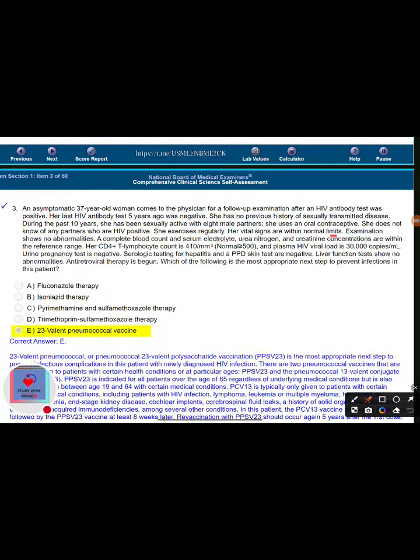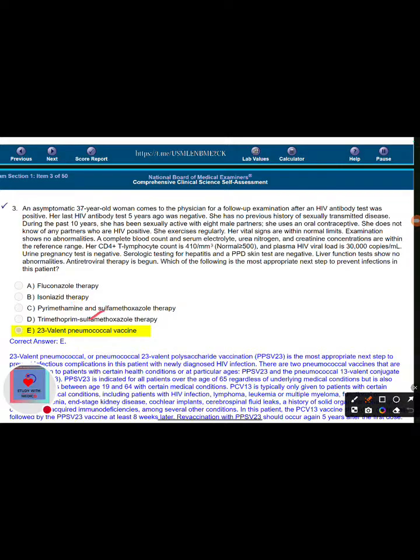She exercises regularly. Her vital signs are within normal limits. Examination shows no abnormalities. Complete blood count, serum electrolyte, urea nitrogen, and creatinine concentrations are within the reference range. Her CD4 plus T lymphocyte count is 410 per mm3, normally should be more than or equal to 500. And plasma HIV viral load is 30,000 copies per mL. Urine pregnancy test is negative. Serological testing for hepatitis and a PPD skin test are negative. Liver function test showed no abnormalities. Antiretroviral therapy is begun. Which of the following is most appropriate next step to prevent infections in this patient?